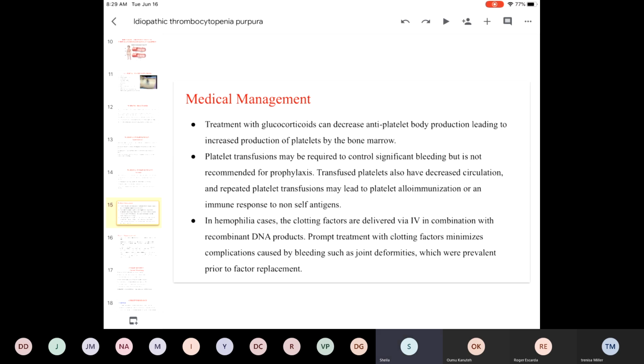Medical management. Treatment with glucocorticoids can decrease antiplatelet antibody production, leading to increased production of platelets by the bone marrow. Platelet transfusions may be required to control significant bleeding, but is not recommended for prophylaxis. Transfused platelets also have decreased circulation, and repeated platelet transfusion may lead to platelet alloimmunization or an immune response to non-self antigens. In hemophilia cases, the clotting factors are delivered via IV in combination with recombinant DNA products. Prompt treatment with clotting factors minimize complications caused by bleeding such as joint deformities, which were prevalent prior to factor replacement.